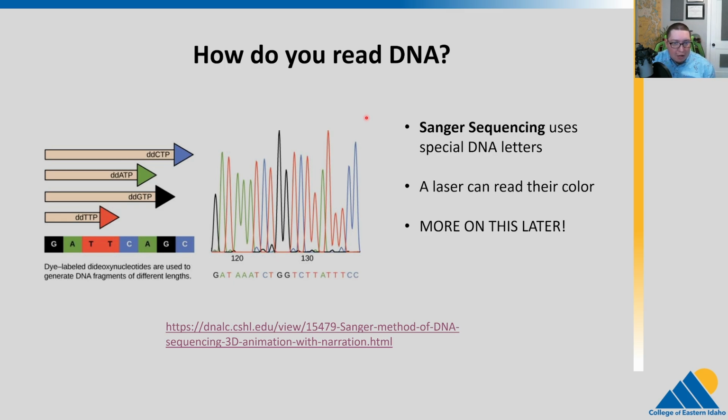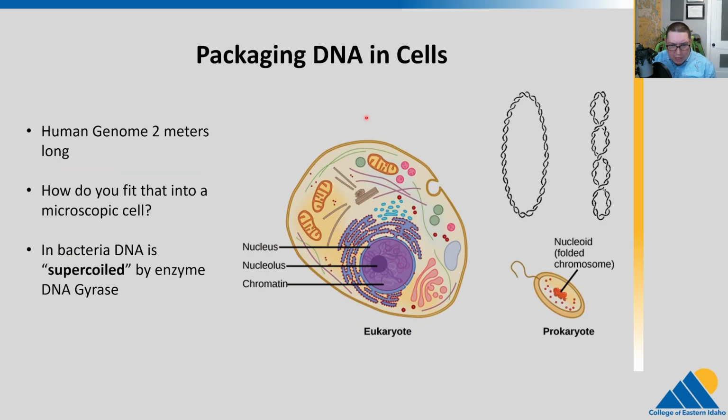This technique we'll talk more about in the future. So the DNA needs to fit inside of the nucleus, right? It's nuclein, as it was called by Miescher originally. And if you look at the human genome, there's about 2 meters of DNA if you stretched it all out straight. How do you fit that into a microscopic cell?